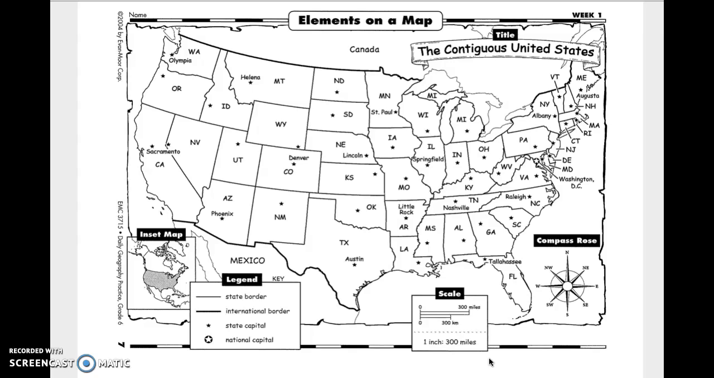If this were a map like Google Maps, where when you zoom in and you zoom out, the scale automatically changes, then we would be able to use this scale. The legend is down in this corner. It labels the borders and the capitals and tells you what the symbols mean. For example, the star is a state capital, while the bigger star with a black circle around it is the national capital. The national capital is here, Washington, D.C., on the East Coast.